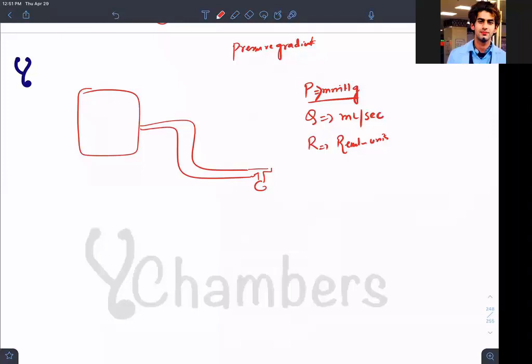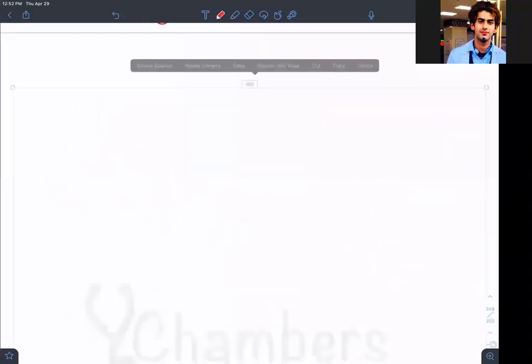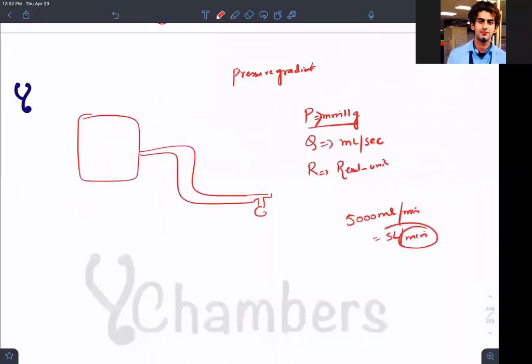Now you are saying, sir, the whole blood flow in 1 minute in your body, in your total circulation, is 5000 ml per minute, or you call it 5 liter per minute. In 1 minute, you have 5 liters of blood flow. Beautiful. This total overall blood flow in your total circulation is called cardiac output. This value is equal to cardiac output.